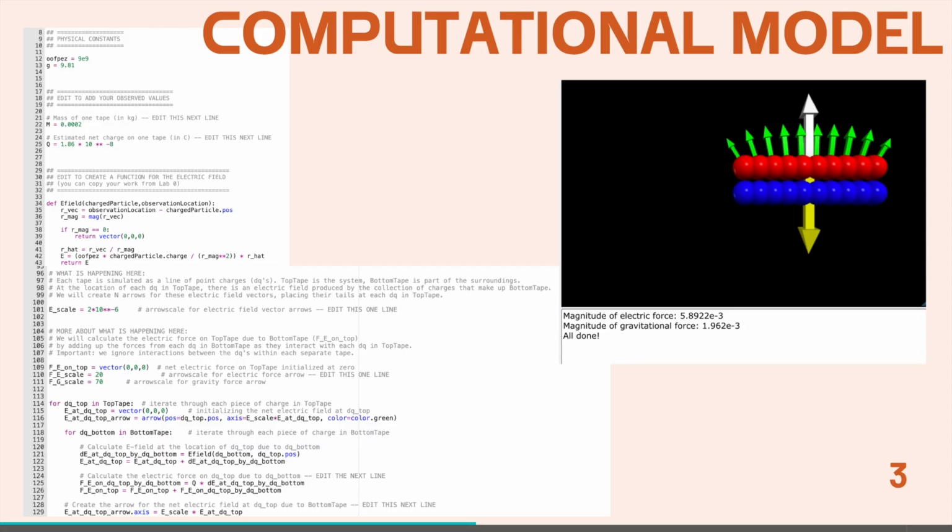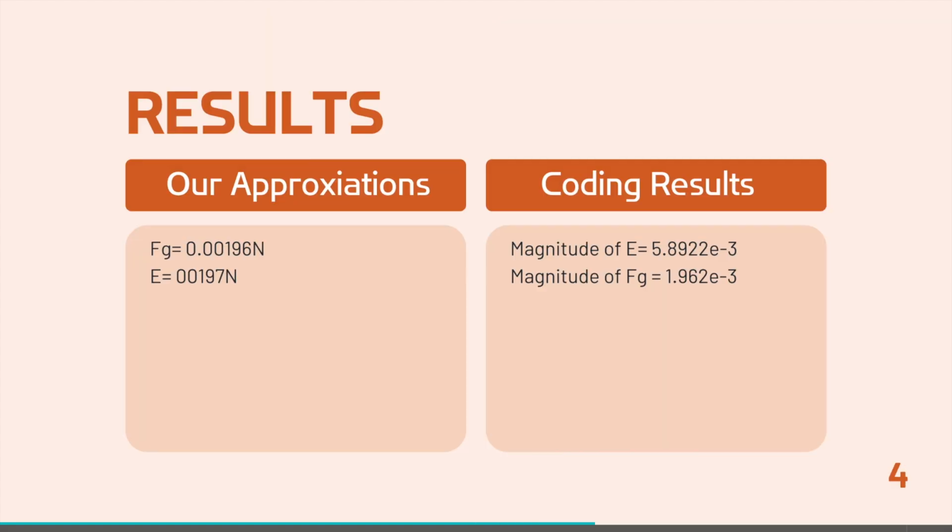This modeling choice was made because it more accurately represents the physical geometry of the tape than just a point charge approximation. Using the line charge model, I found that the magnitude of the charge on one piece of tape was approximately 5.8922 times 10 to the negative 3.